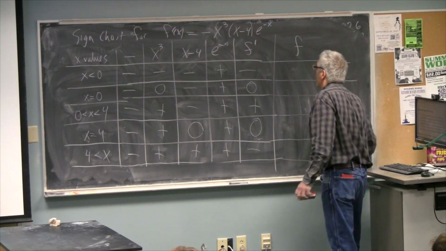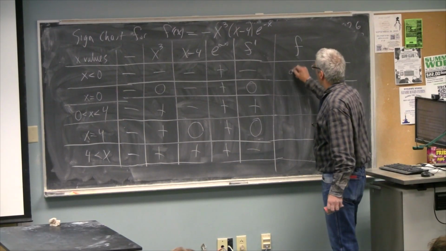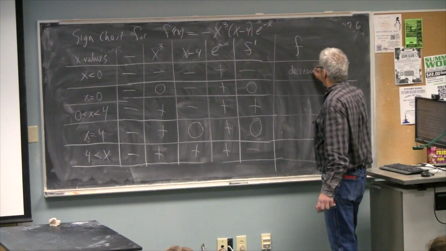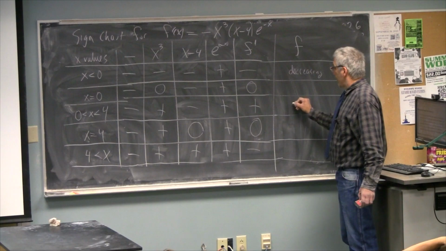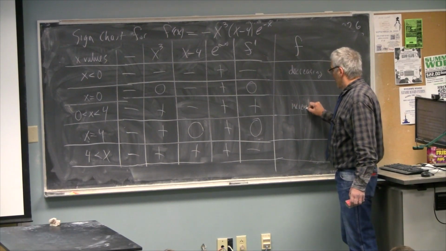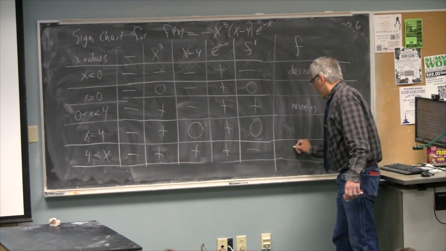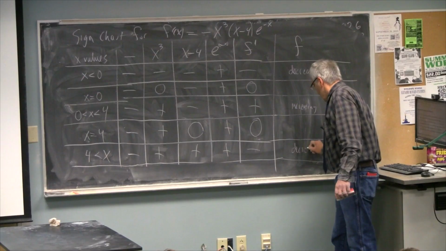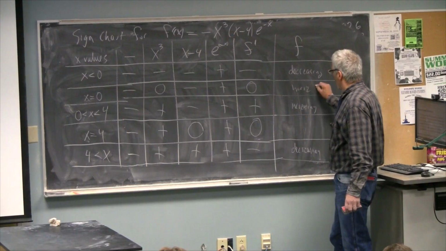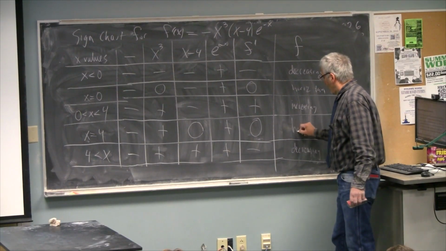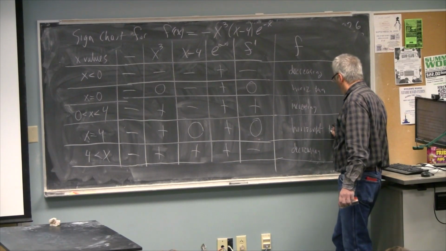I can tack that on. If f prime is known to be negative on that whole interval, then f is decreasing. And if f prime is known to be positive on that whole interval, then f is increasing. And if f prime is known to be negative on this whole interval, then f is decreasing. And here we know that there's a horizontal tangent and a horizontal tangent.